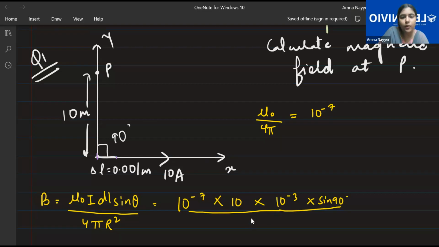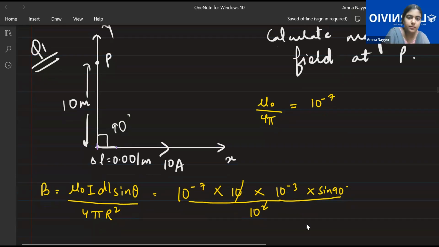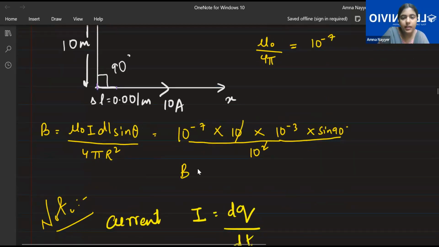You'll be able to do r square means 10 square. So 10, 10 will get cancelled. 10 to the power minus 7 minus 10. So 10 to the power minus 9. This is minus 10, yeah. But this goes above, so minus 10 only. This will be 10 to the power minus 10.